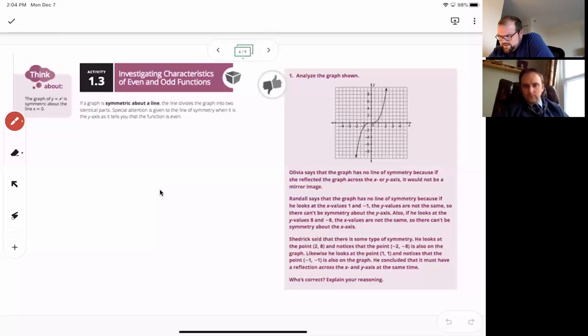Shedrick's is interesting, I think. Yeah. I like the nebulous nature where Shedrick didn't actually commit one way or the other to exactly what's going on, but it kind of went with the idea that there seems to be some sort of reflection across both at the same time. And that's kind of a weird thing to think about.